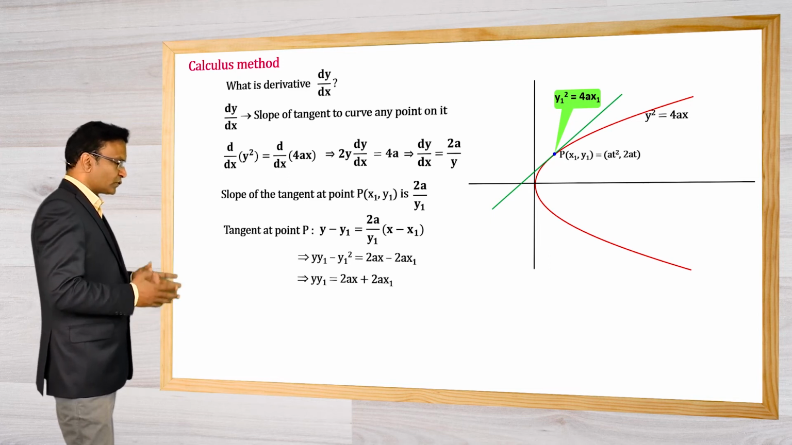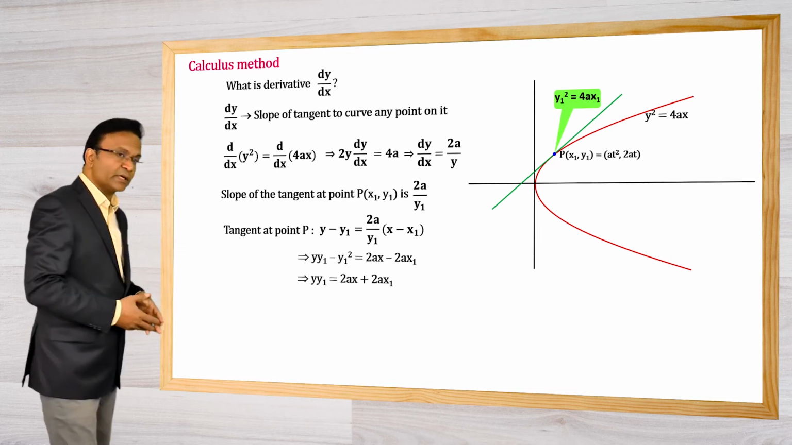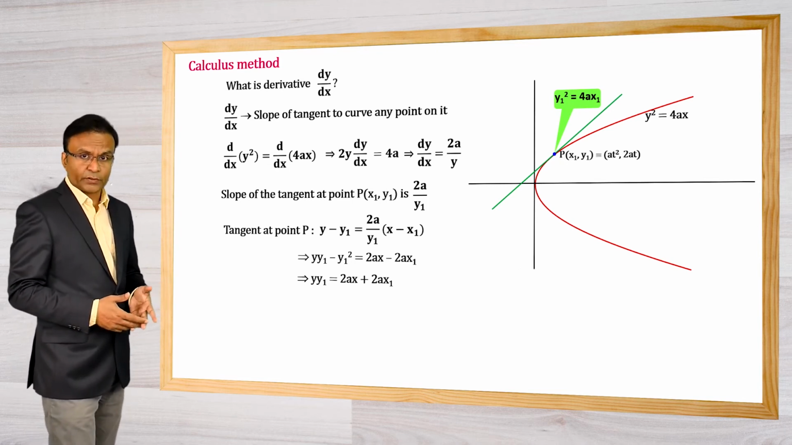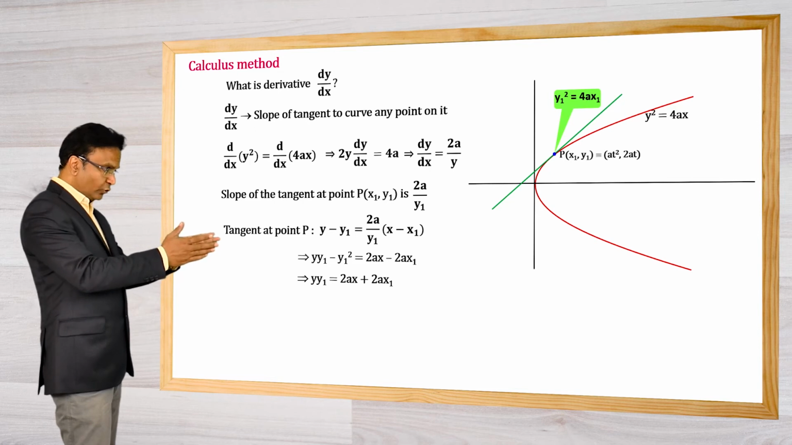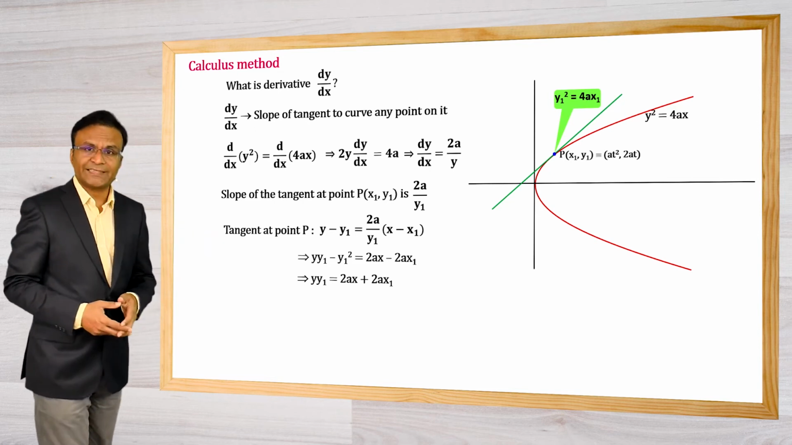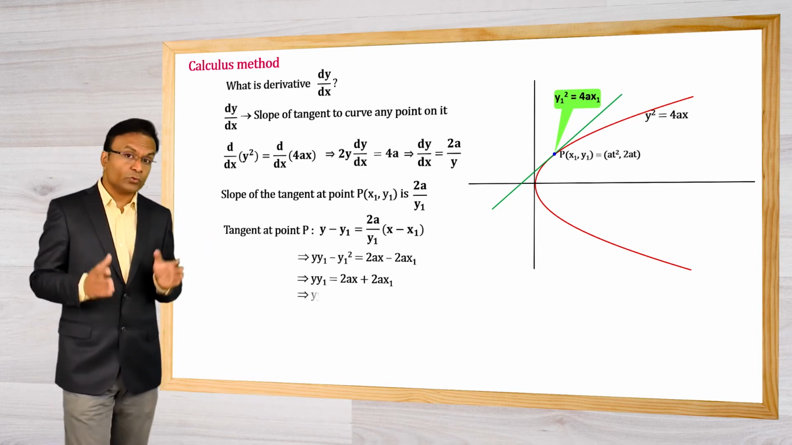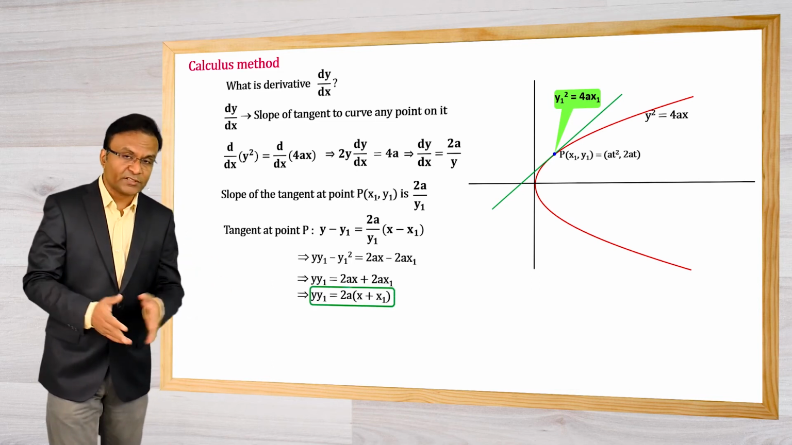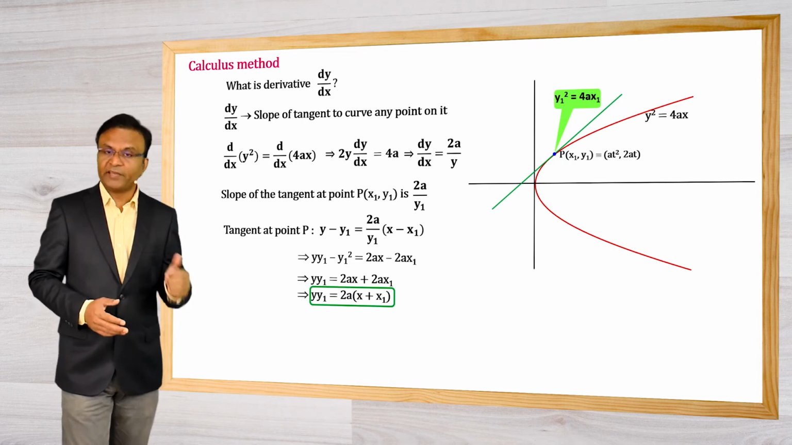Okay, so we get y y1 is equal to 2ax plus 2ax1, from which you take out 2a common, so equation of tangent is y y1 is equal to 2a multiplied by (x plus x1). This is the same equation which we got in the previous discussion.